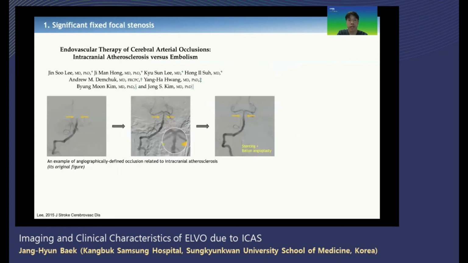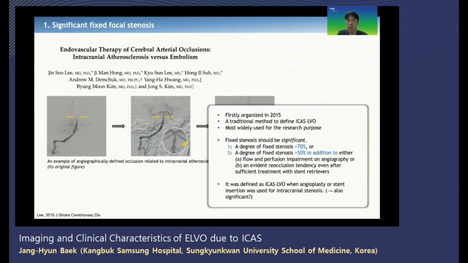The first finding is the significant fixed focal stenosis. It is very intuitive and easy to find. If you encounter a focal stenosis that persists to the end of a procedure, or in some cases on follow-up angiography, it can be a fixed focal stenosis. It was first organized and reported in 2015, and it has been widely used as an operational definition in most of the research on ICAS ELVO.